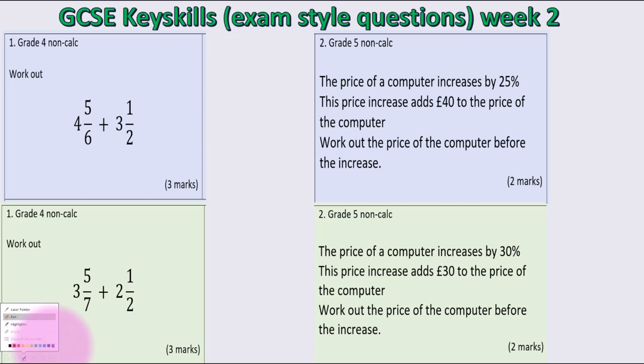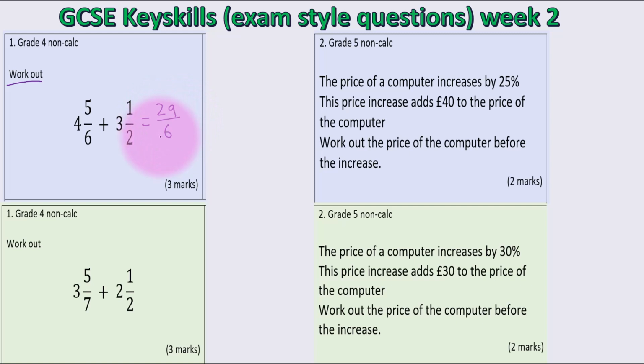Right, here we go. Fractions question. This comes up every year, a type of fraction. So first we work out what 4 times 6 is, then add the 5. 24 add 5 is 29 over 6.